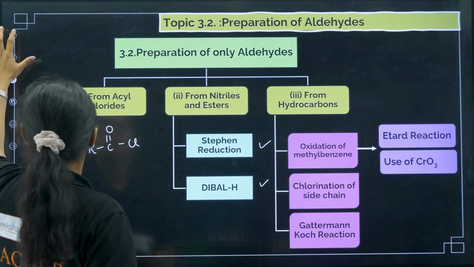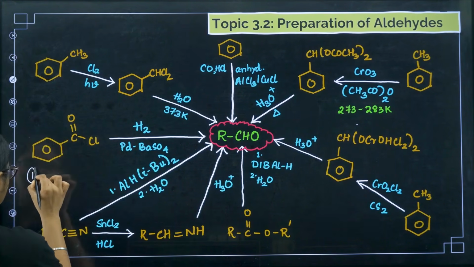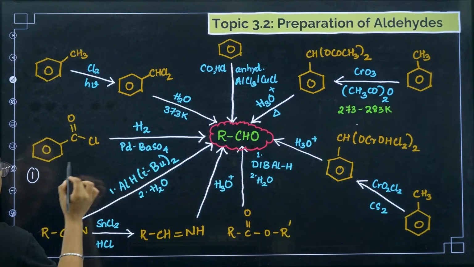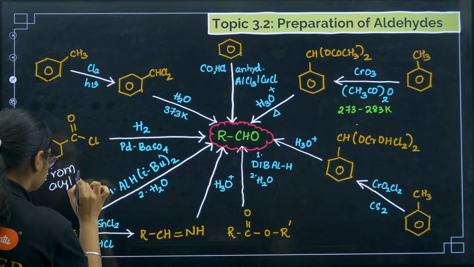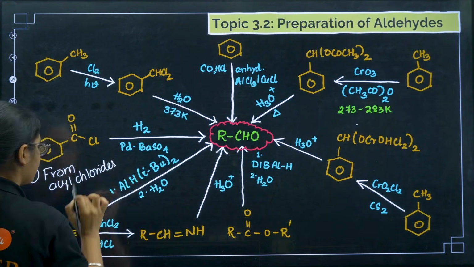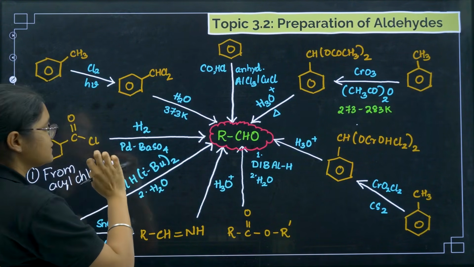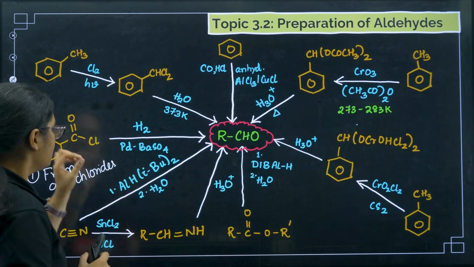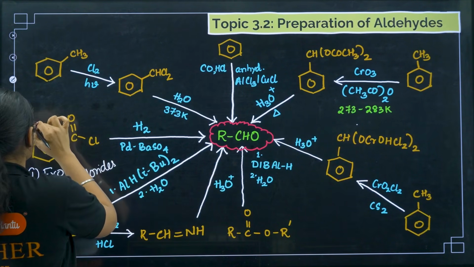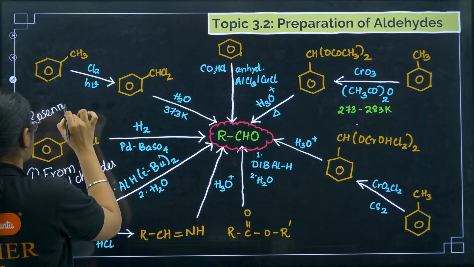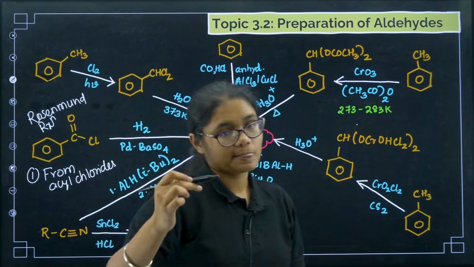So the first one is from acyl chlorides. I'll write here acyl chlorides RCOCl. Please draw this flow chart. If you take H2, palladium and barium sulfate, then what happens? This chlorine gets replaced with hydrogen and we get an aldehyde, and this reaction is called the Rosenmund reaction. Okay, this is the first one from acyl chlorides.